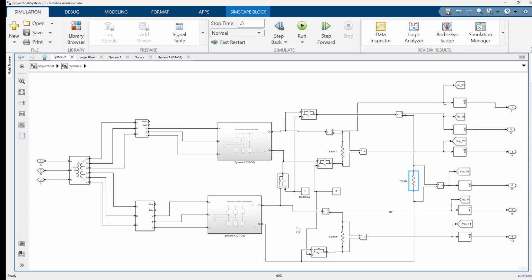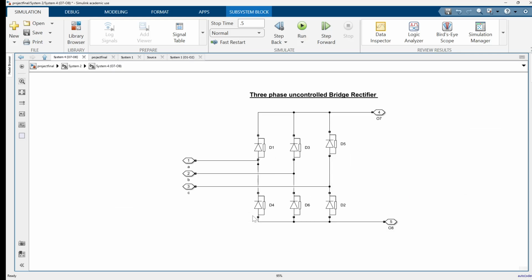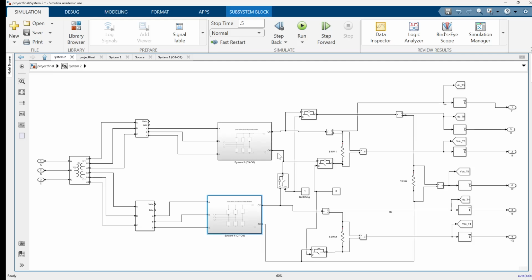Now, to make them in series, I'm using 4 different ideal switches, and these switches will be controlled by the toggle switch. Firstly, let's make this circuit in series. You have the rectifier circuit from here, and output number 7. You will connect output number 7 to output number 8. When you connect this one to this one, it becomes a complete circuit. So series. Now they are connected.